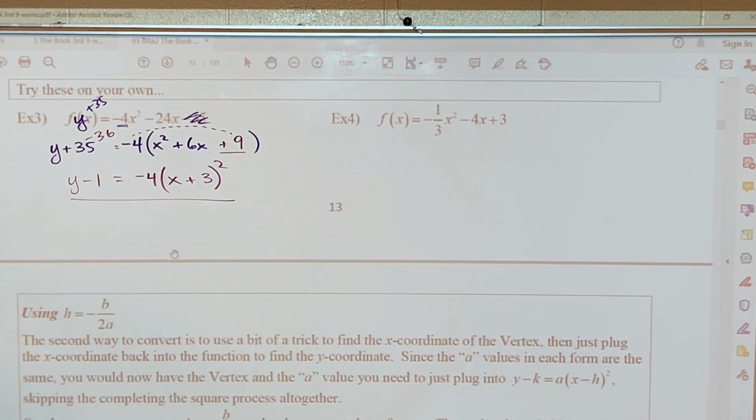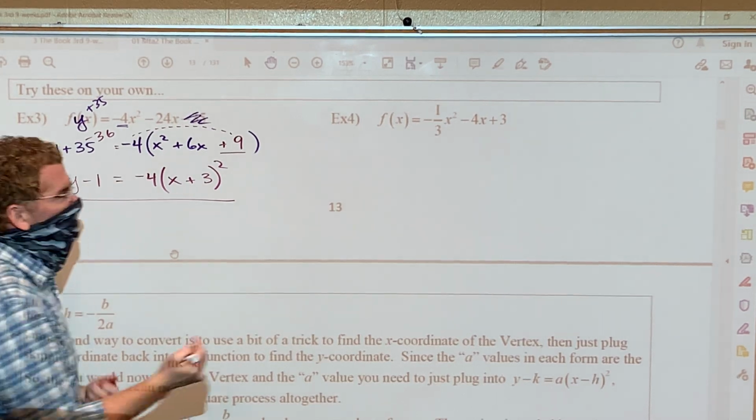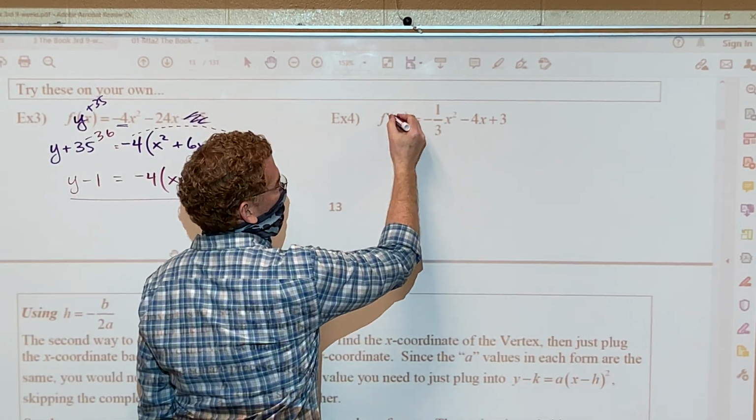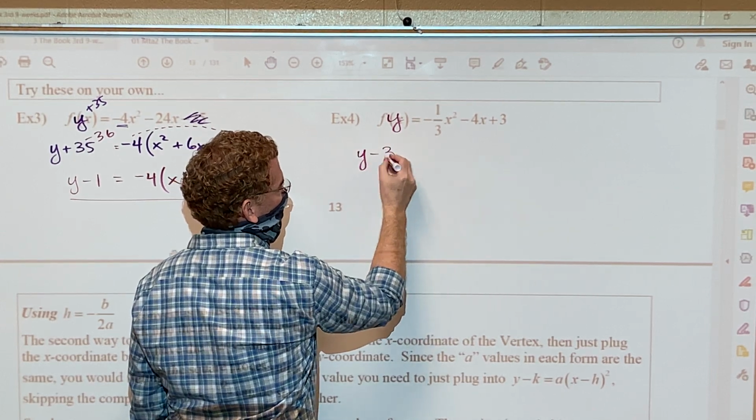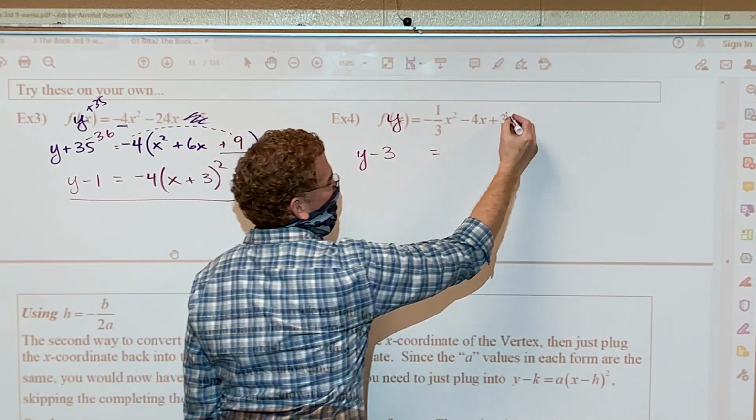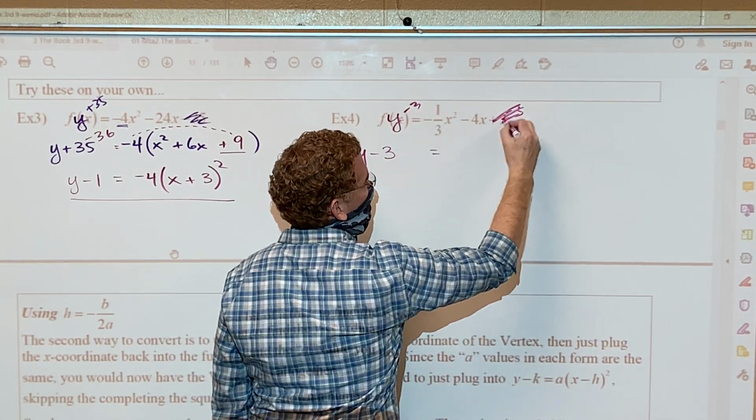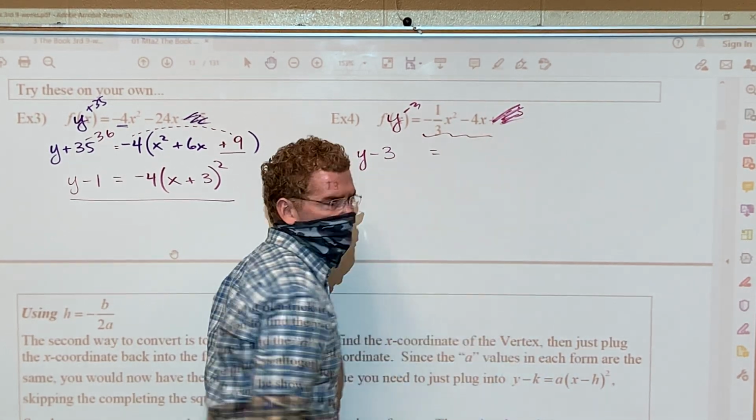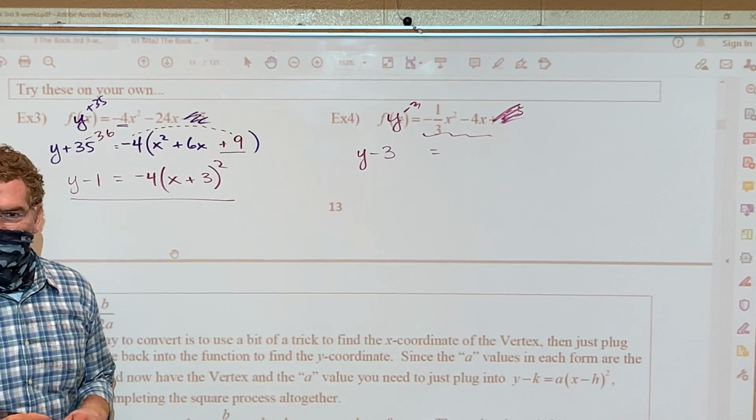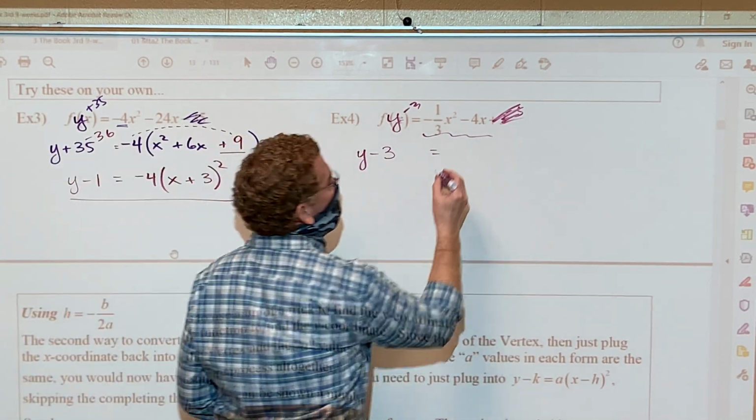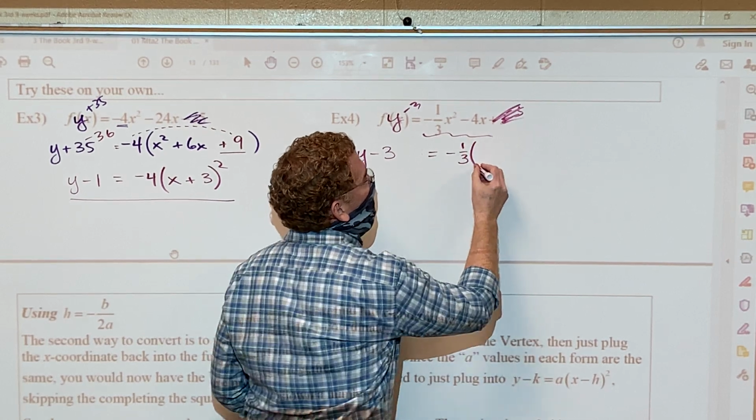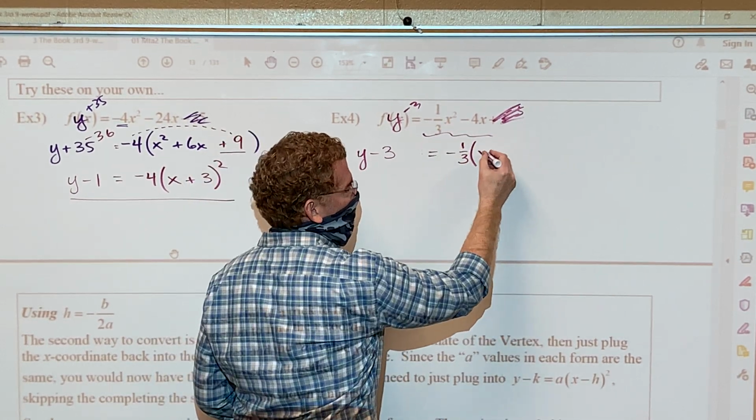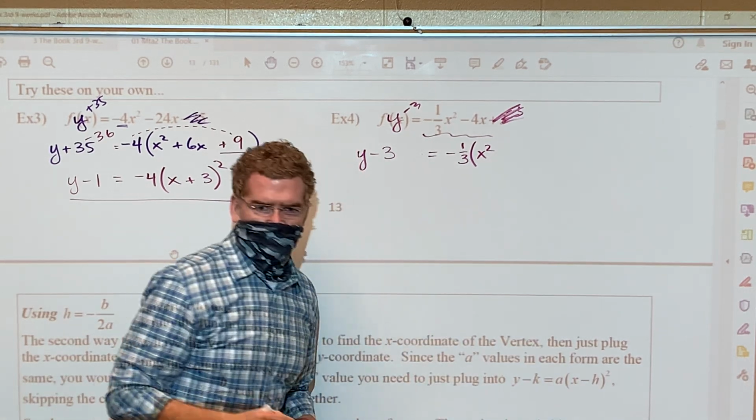The next one's a little uglier, so I want you to be careful. Okay, what would you do first? Replace that with a y, then subtract the 3 over. So from right here, the 3's gone. What would you do to this part? Pull out a -1/3. Okay, easier said than done for some. If I factor out a -1/3, that's going to leave me x squared here. But what's it leave me on the next term?